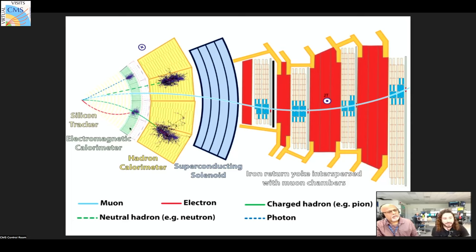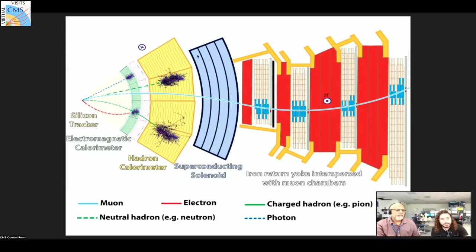Then we have the electromagnetic calorimeter and the hadronic calorimeter. These are both based on scintillators. If you're not familiar with scintillators, it's a material that will produce light when it's hit by an energetic particle. These two calorimeters focus on two different types of particle. The electromagnetic calorimeter mainly detects photons and electrons or positrons. The hadronic calorimeter mainly detects particles that are made of quarks, which we call hadrons.